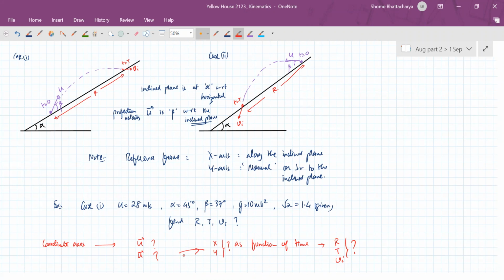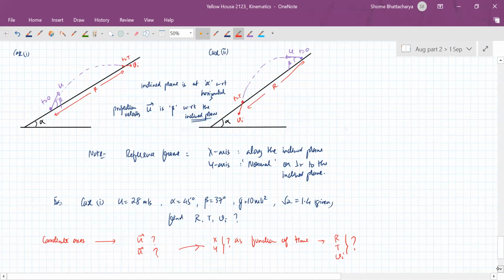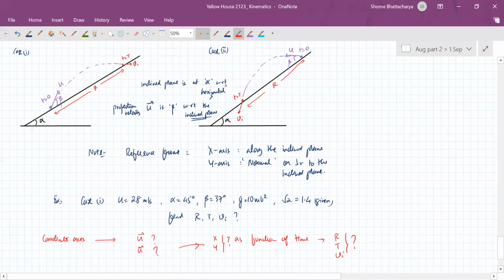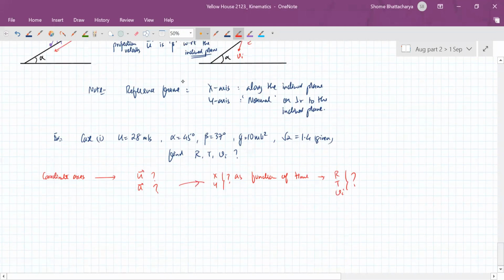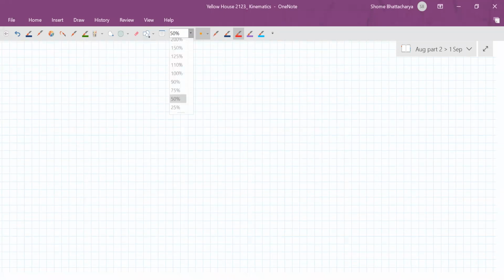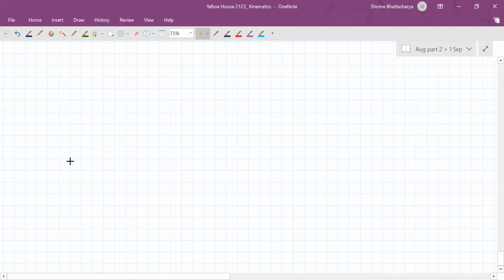Sir, in this case, the velocity along x-axis will also decrease, right? Yes, very good. There will be a deceleration for Vx, as well as Vy will also have a negative acceleration because you're projecting up the inclined plane. That's correct. Okay. So let's look at this in more detail.